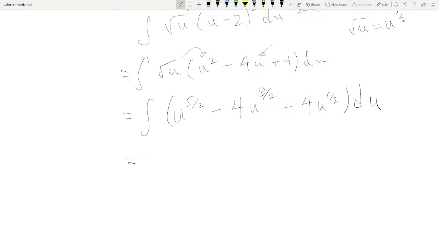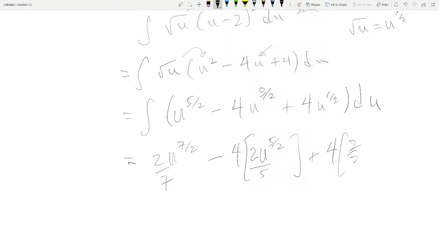Okay, I'm going to add 1 to 5/2, which is like adding 2 over 2. So I get u to the 7/2 divided by that very 7/2, which is the same as multiplying by 2 over 7. Here I have 4. I'm not going to try to be a hero and do it all at once. I'm going to get u to the 3/2 plus 1, which is the same as adding 2 over 2. So I get u to the 5/2 divided by that very 5/2, which is the same as multiplying by 2 over 5. And then I have my old friend u to the 1/2, and that's 2/3 u to the 3/2, and then plus c.